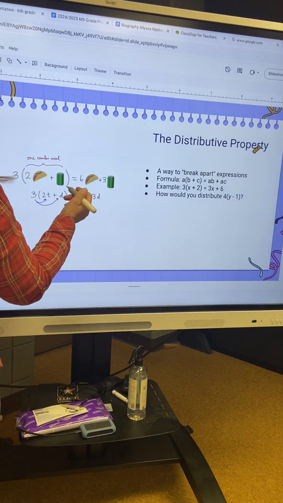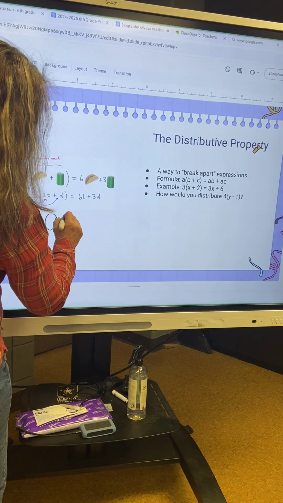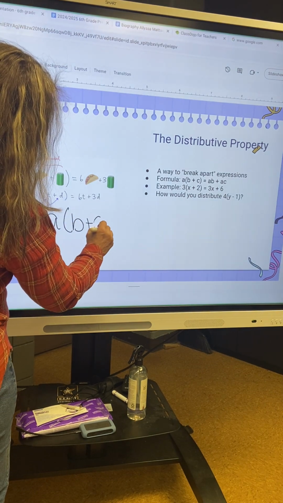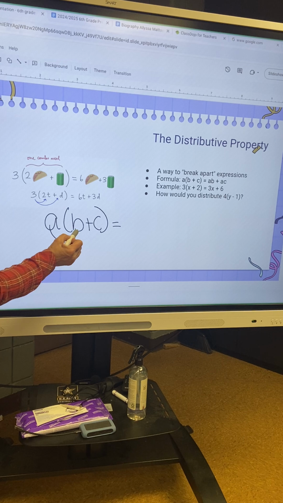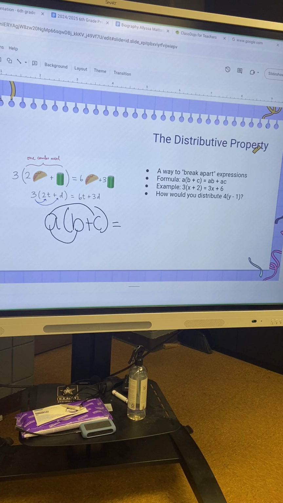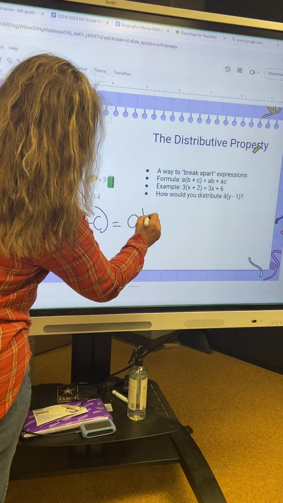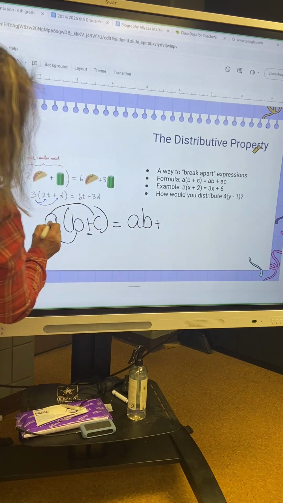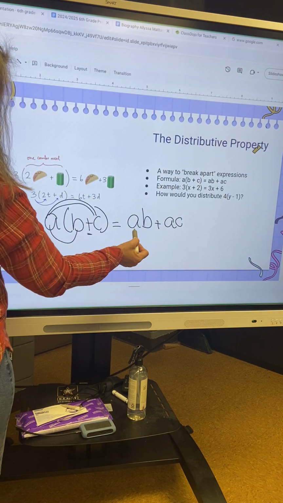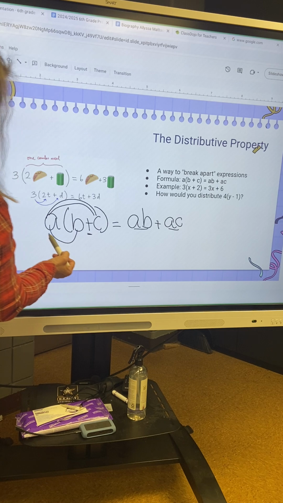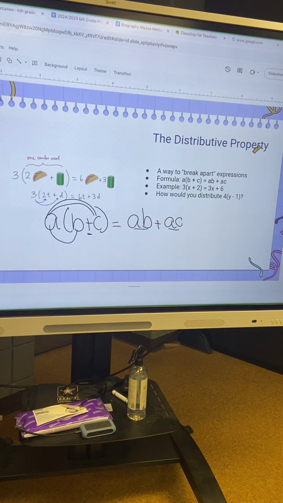So let's look at A times B plus C equals. We're going to distribute it. We're going to give the A to B, and we're going to give the A to C. Kind of like when we hand out papers. We give papers to everyone. I might say, can you distribute these papers out to all of the classmates? You're going to give it. So if we give A to B, we get AB. We're going to go plus. And if we give A to C, we get AC. A times C. So A times B plus A times C is equivalent to A times B plus C.